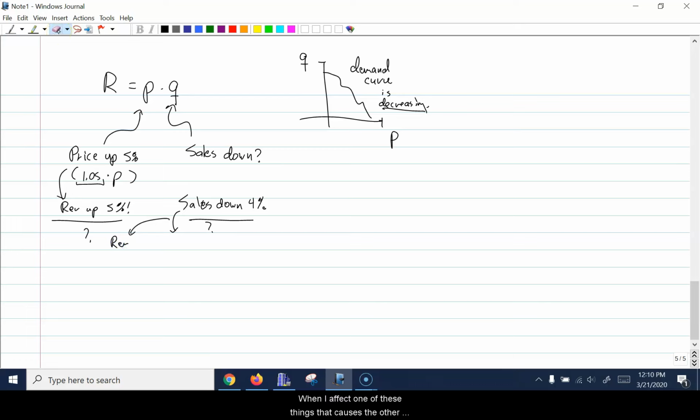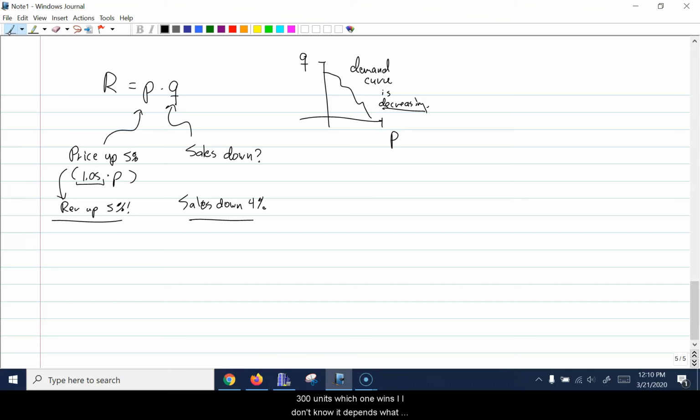When I affect one of these things, it causes the other, and I want to compare which one wins, which one was the more important thing. And by and large, it's the bigger one, whatever the bigger percent change is. And the percent part's important. If the price goes up by 5 cents and the sales go down by 300 units, which one wins?